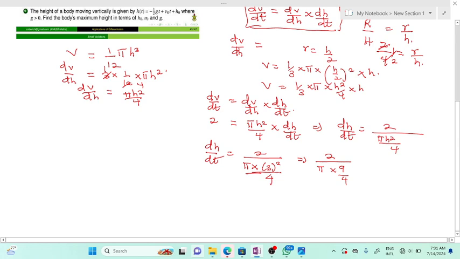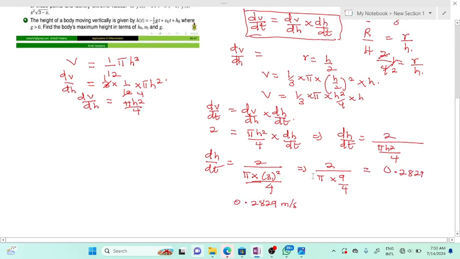So having answered the first problem, let's move to the second problem that we have.